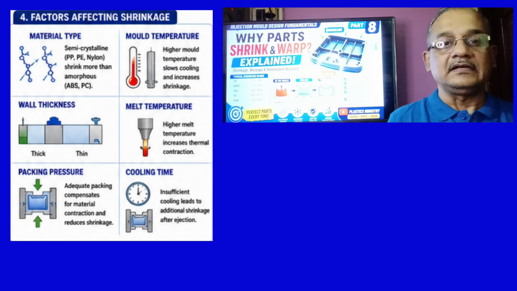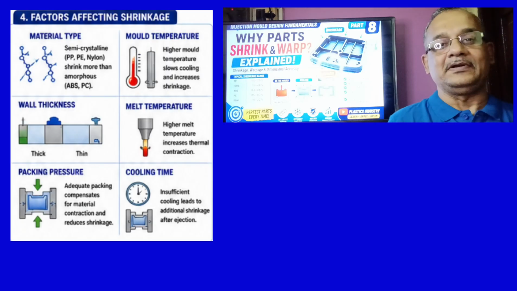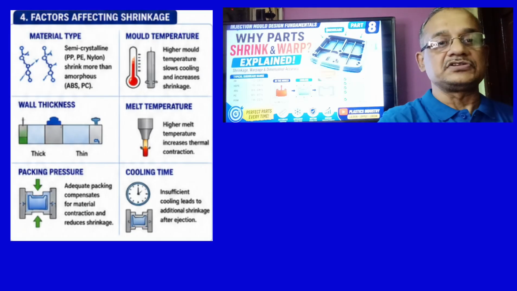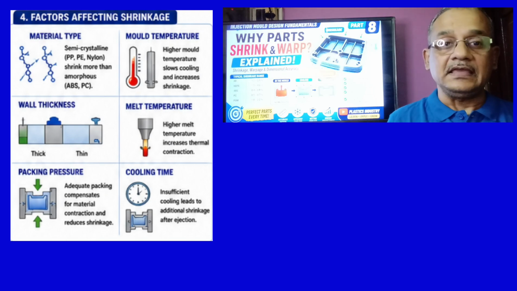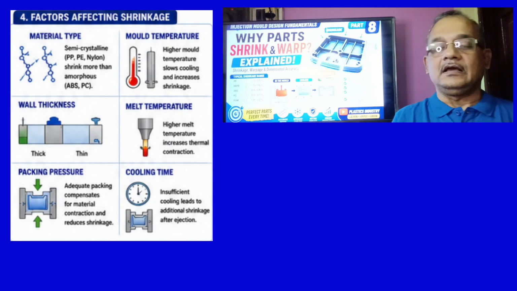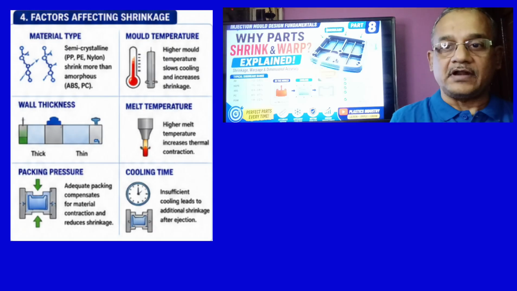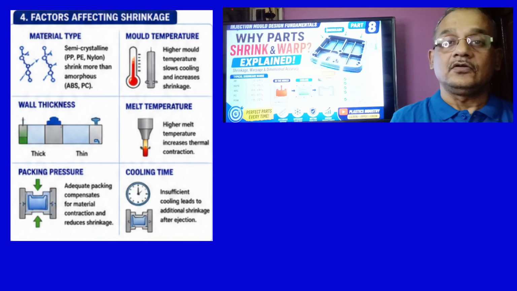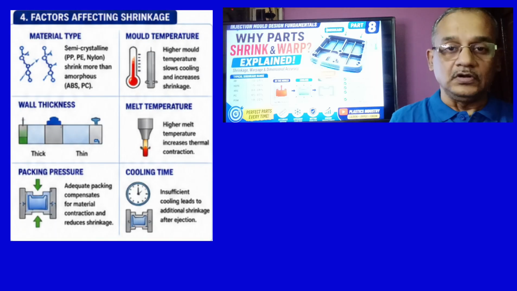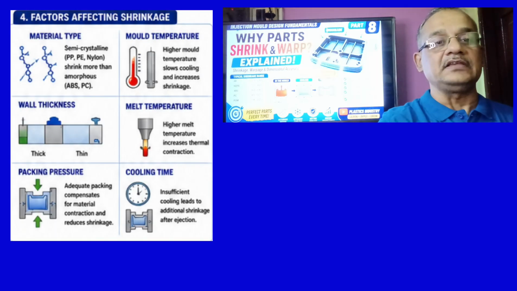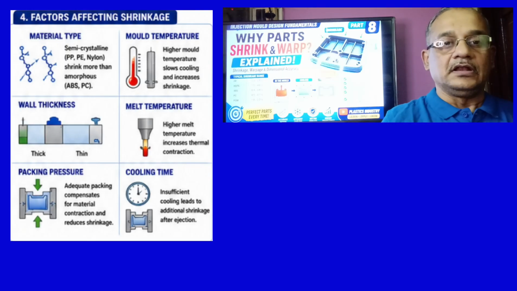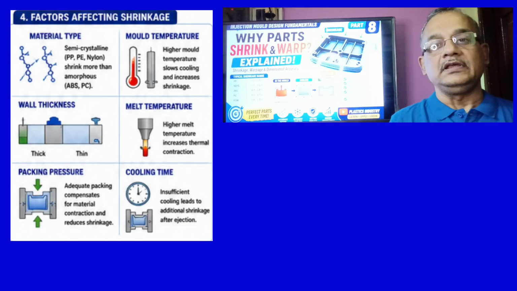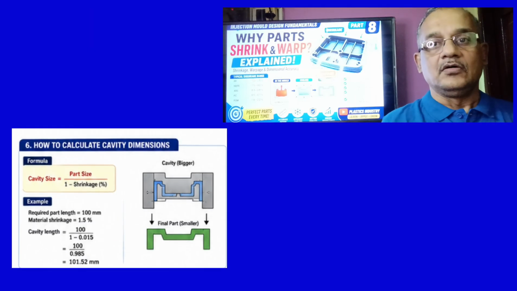Number 3 is melt temperature. Higher melt temperature may increase shrinkage due to greater thermal contraction. Then number 4 is packing pressure. Adequate packing compensates for material contraction and reduces shrinkage. Number 5 is cooling time. Insufficient cooling can lead to additional shrinkage after ejection. Number 6 is wall thickness. Thicker sections cool more slowly and tend to shrink more.